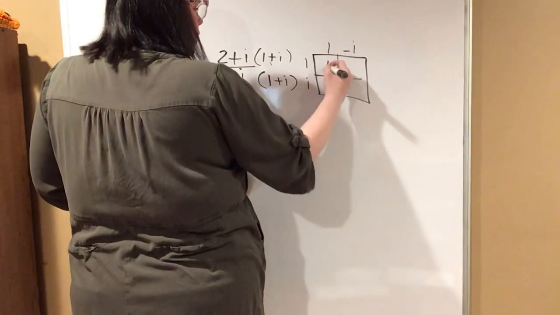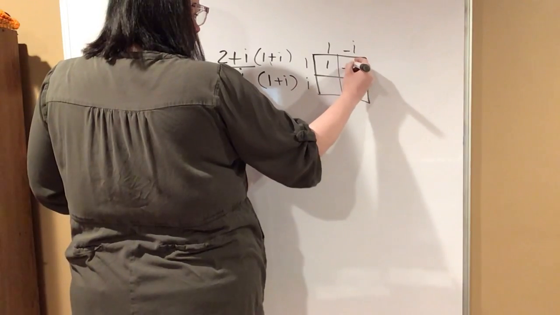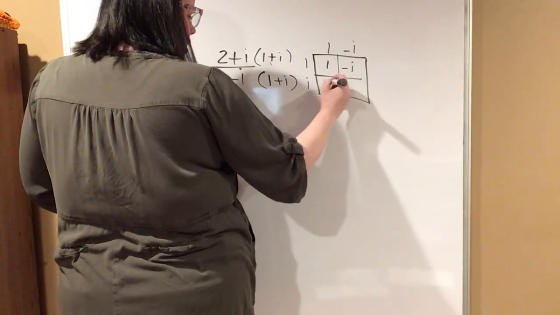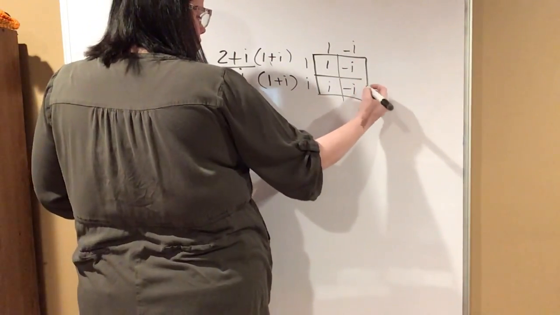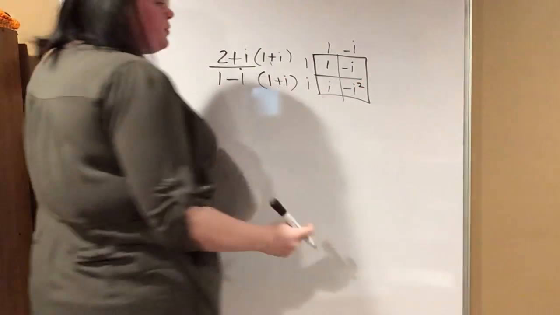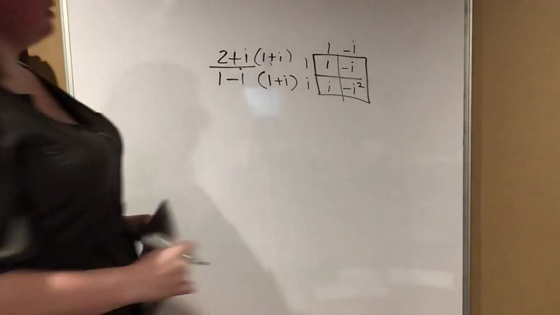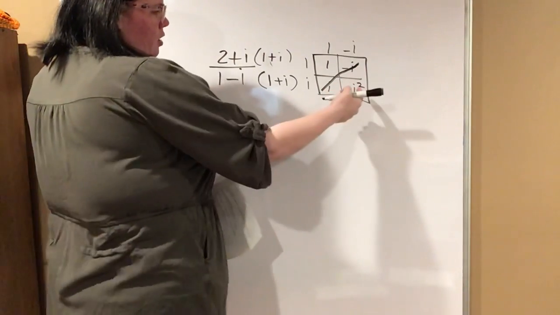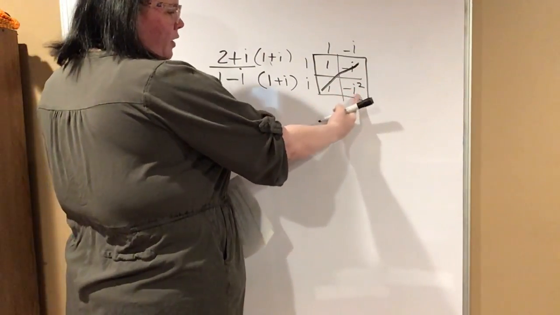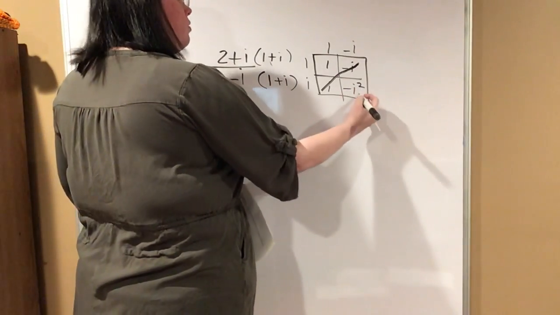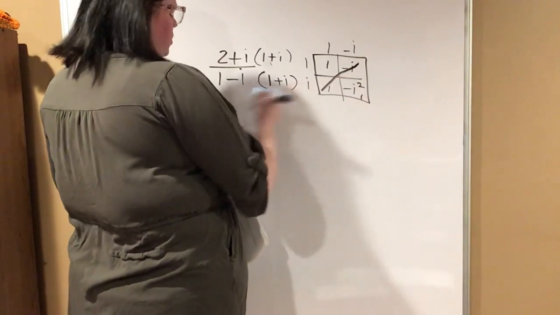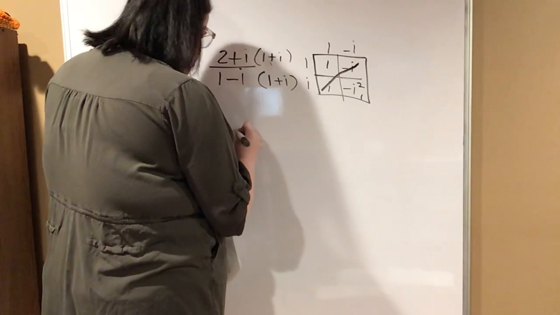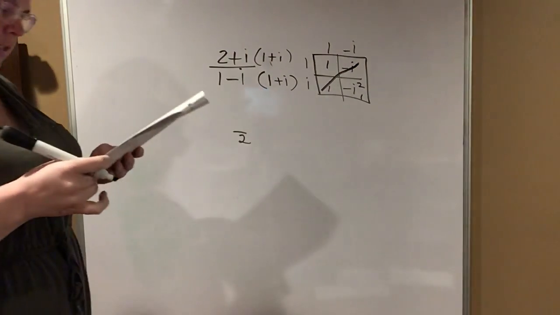1 times 1 is 1. Negative 1, so negative i, and negative i squared. Well, these two are going to cancel out because negative i plus i. Well, we know that i squared is negative 1, but it's already negative, so it's 1. So 1 plus 1 is 2, so we know our bottom number is 2. Well, that was easy, right?